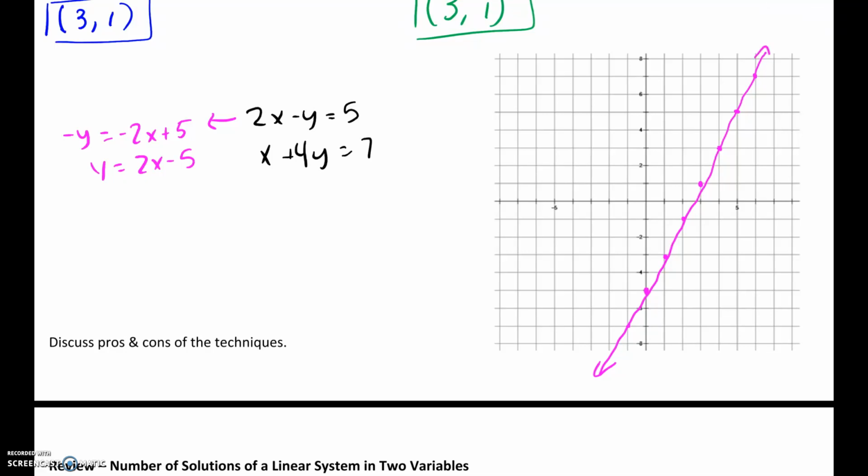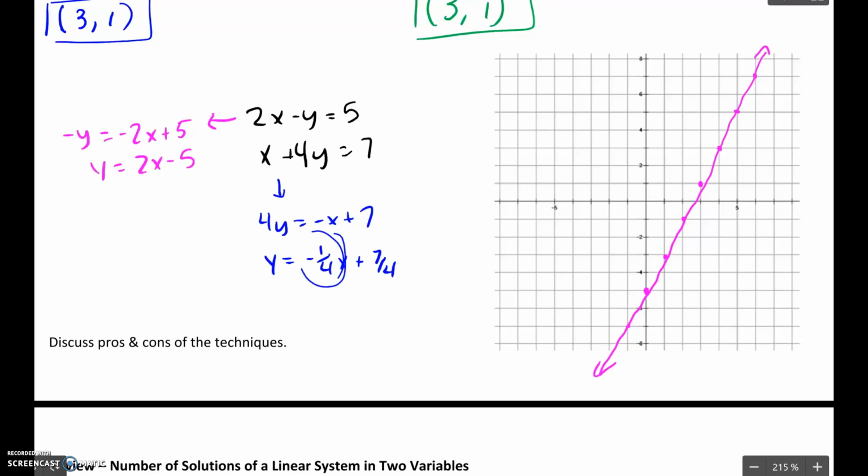Now this next one is not going to be easy to put in slope-intercept form. If I try, I get 4y equals negative x plus 7, y equals negative 1/4 x plus 7/4. That's not really a good way to graph this because 7/4 is not going to give a very accurate graph, but the slope is good. Negative 1/4 is a good slope. I only need to find a point on that graph, any point on that line, and then I can use the slope from that point. The slope is the same through all the points.